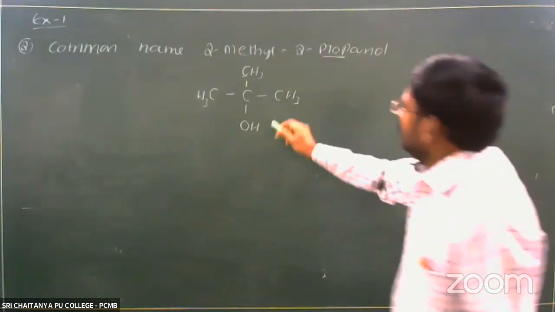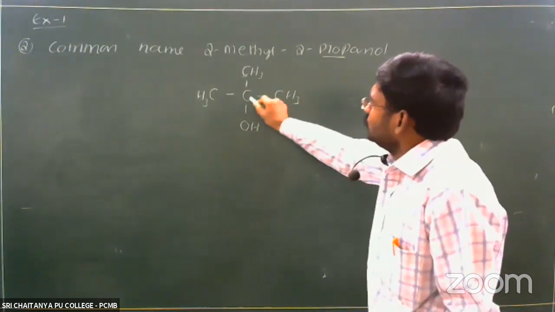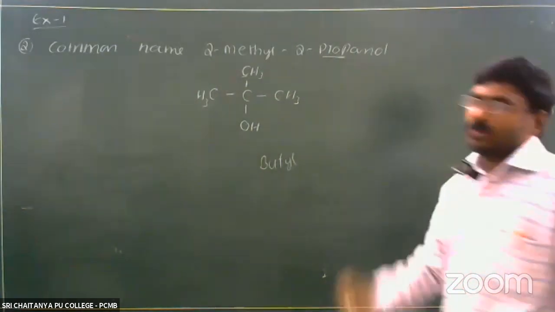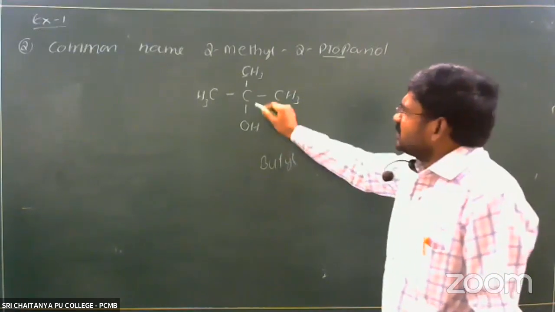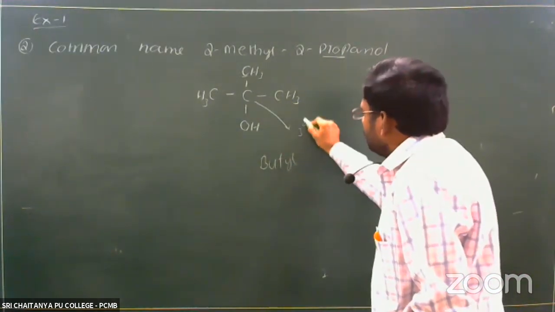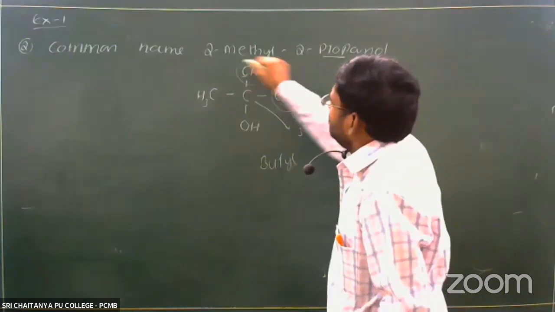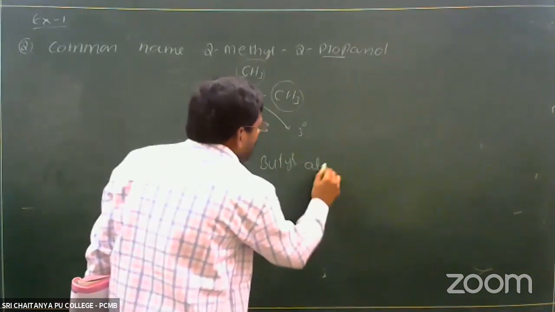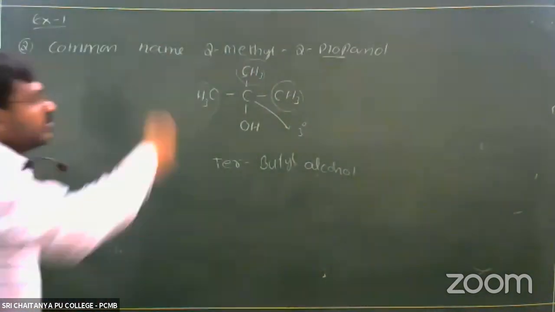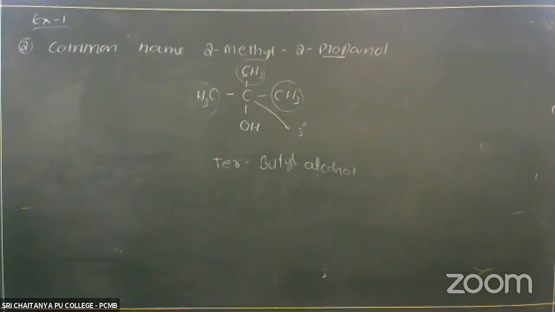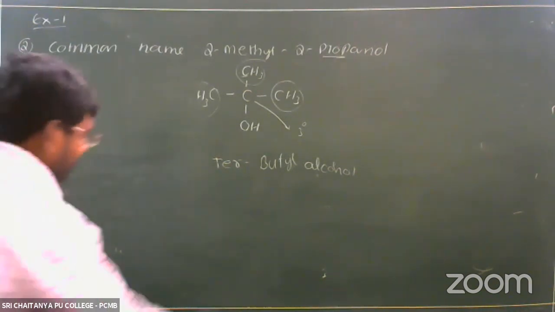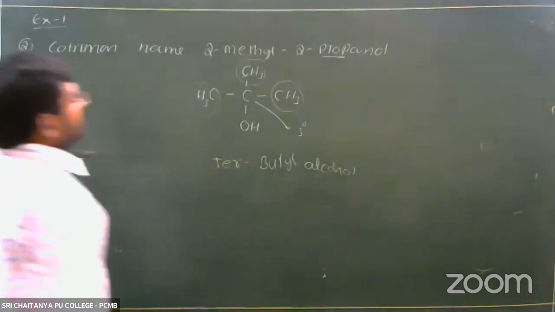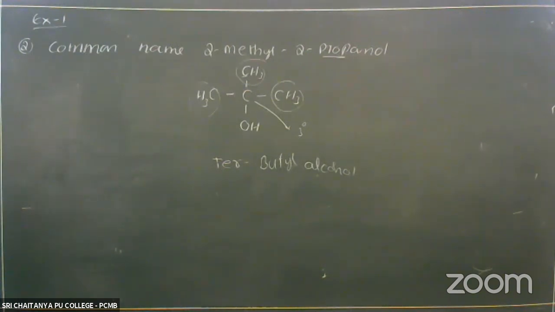What is the common name? It contains how many carbons? 1, 2, 3, 4, so butyl. The OH group is attached to a tertiary carbon, because this carbon is attached to another 3 carbon atoms. So the common name is tertiary butyl alcohol. And the IUPAC name of tertiary butyl alcohol is 2-methyl 2-propanol.